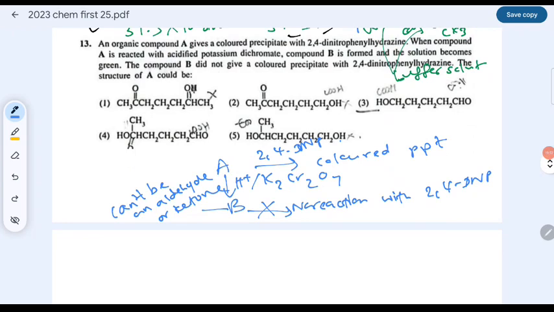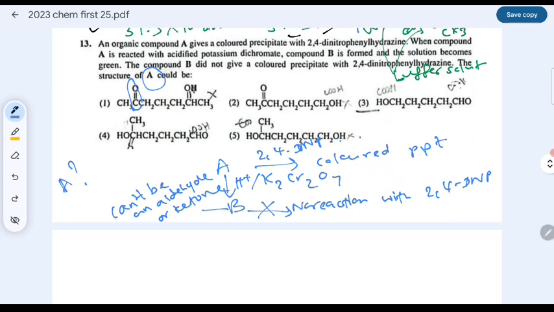Right, when we go through the answers one by one, first let's see the first answer. Now they are asking the structure of A. What can be the structure of A? So organic compound A gives a colored precipitate with 2,4-DNP. It means there should be an aldehyde or ketone to give a colored precipitate with 2,4-DNP. Now this has a ketone. So this can give a colored precipitate.